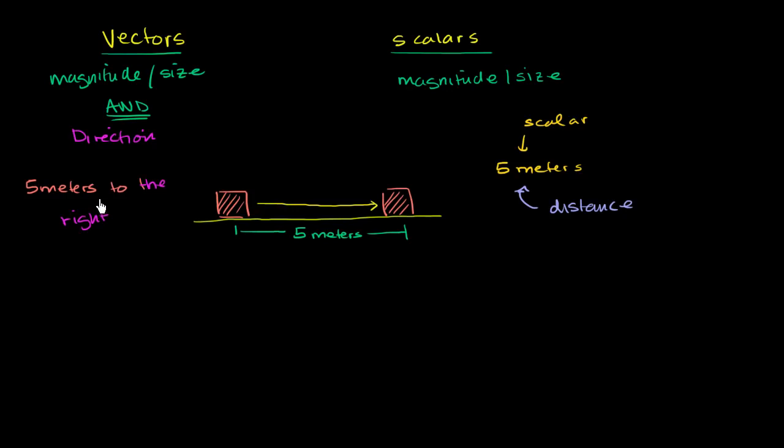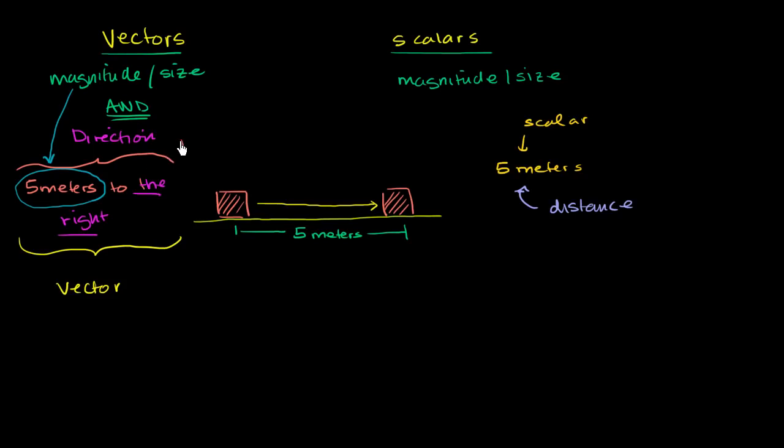So once again, the magnitude is 5 meters. And the direction is to the right. So what I've just described to you right here is a vector quantity. So all of this business right over here, this is a vector. And when you talk about the movement, the change in position, and you give its direction, the vector version of distance, I guess you could call it, is displacement. So this right here is displacement.